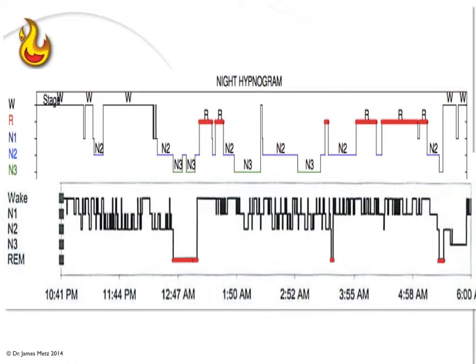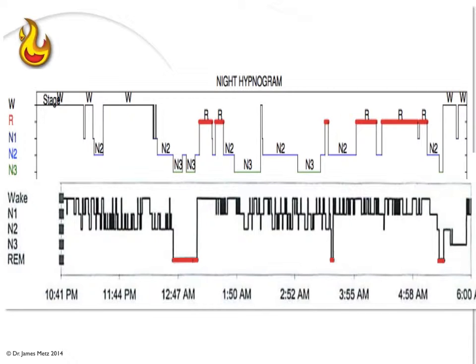So what is a hypnogram? Well, a hypnogram is very simple. There's different stages to sleep. There's awake, that's the W. R is REM, N1, N2, N3. Well, those are on the top graph. Those are the 3 or 4 major sleep stages.